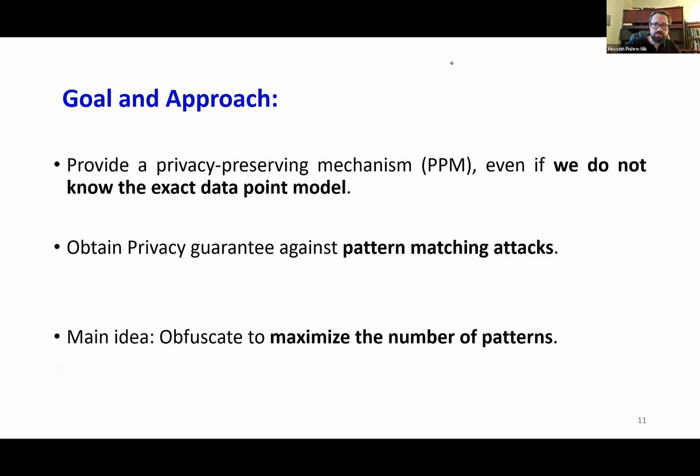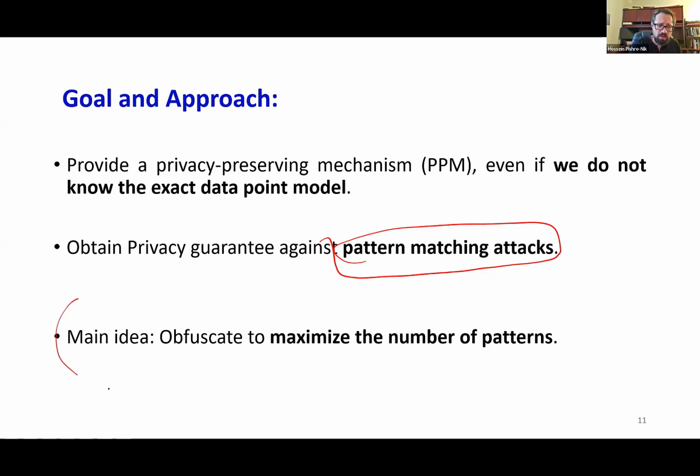So the question is that we want to provide a privacy-preserving mechanism, even if we do not know the exact statistical model. Essentially we assume nothing about the statistical model, and we still want to provide a privacy guarantee against these pattern matching attacks. So you see there is a trade-off here. We are assuming nothing about the data, so that's great. However, we are protecting against a very particular kind of attack. It's not a mutual information kind of guarantee, which is very general, but a guarantee against a very particular attack. At the end of the talk, I'm going to talk about how we can combine the two so that we get the best of both worlds. But at this point, we want to focus on privacy against pattern matching attacks.